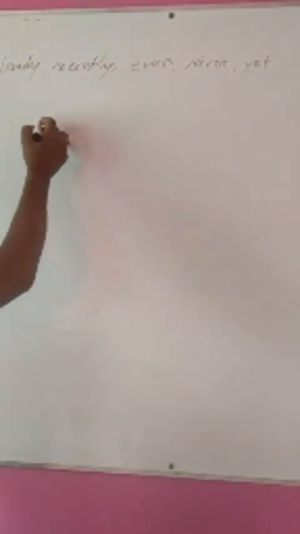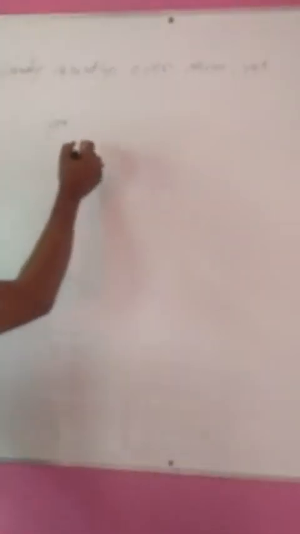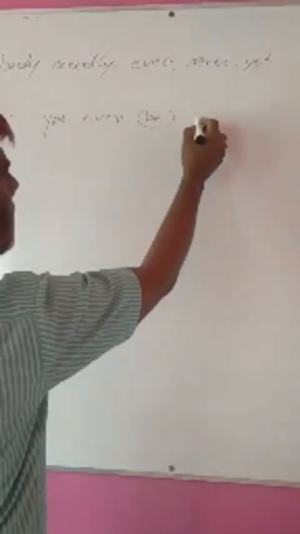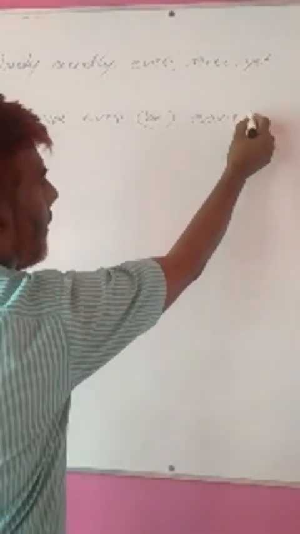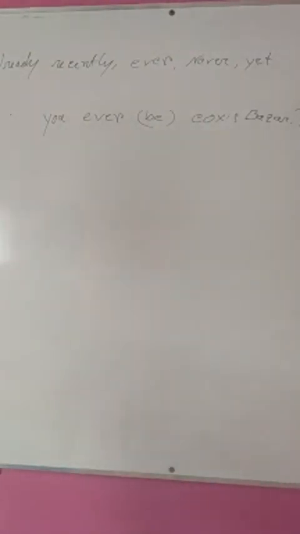Like, for example, You ever (be) to Cox's Bazar? Interrogative sentence. If you get a sentence like this and you see there is the adverb ever, this word is telling us that it is present perfect tense. So when we realize that this is the present perfect tense, then how can we solve?